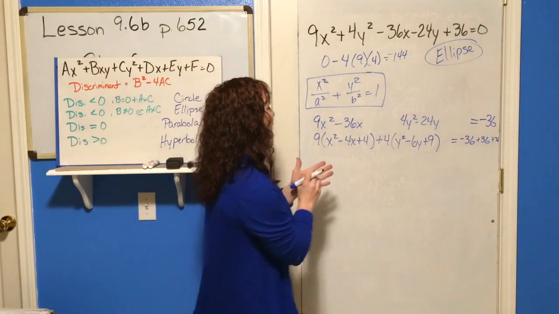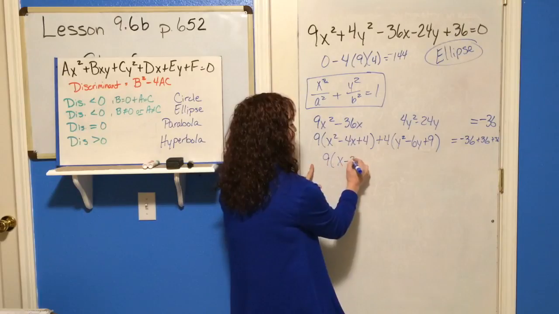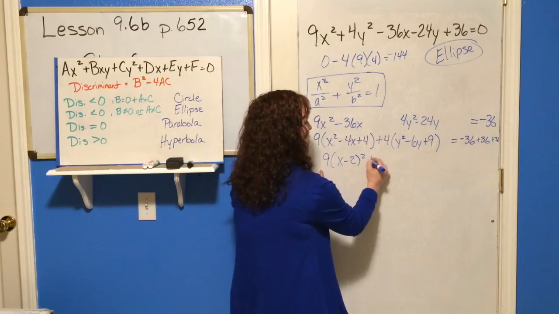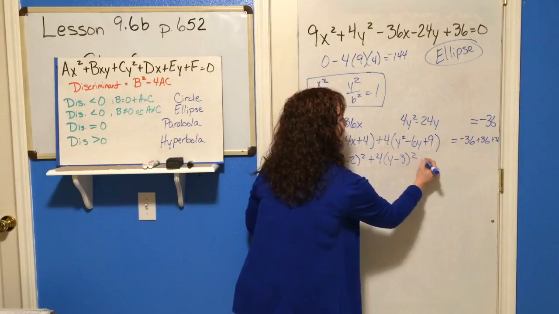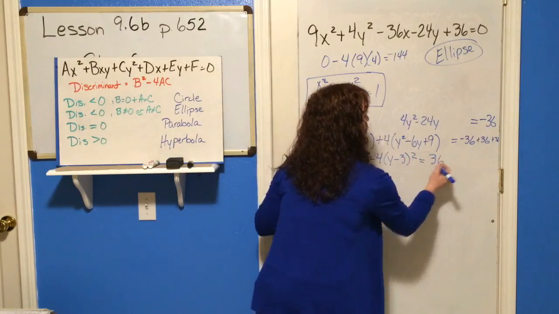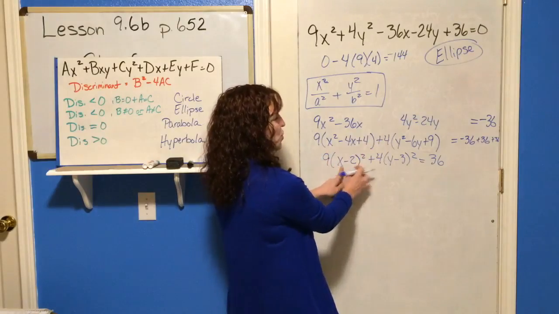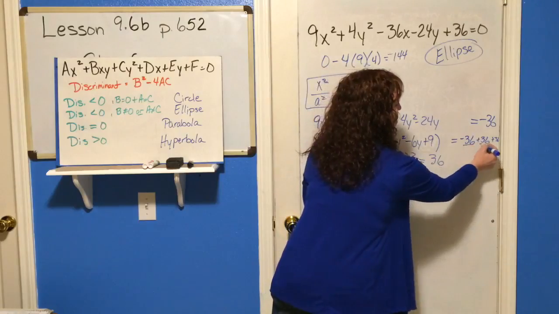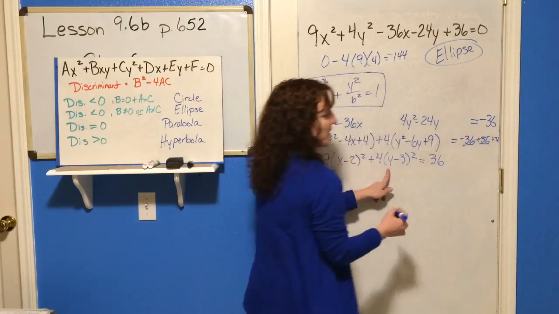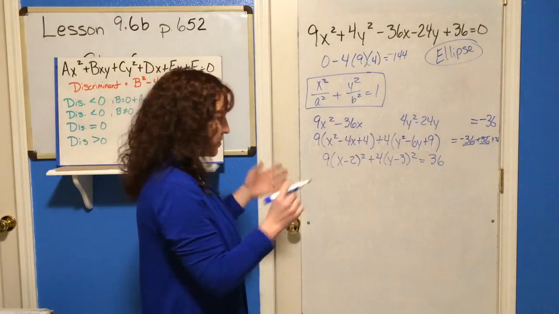So now what we have is 9 times x minus 2 squared plus 4 times y minus 3 squared equals 36. Do you see where I got those parts? I factored this down to x minus 2 squared. I factored this down to y minus 3 squared. And this is negative 36 and positive 36 cancel each other out. So I just have 36 left here on this side of the equation.